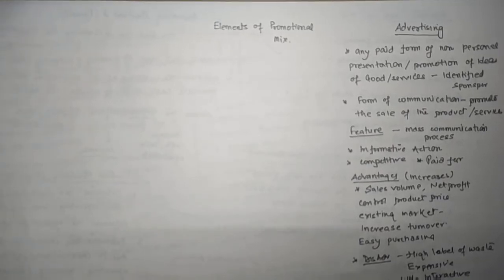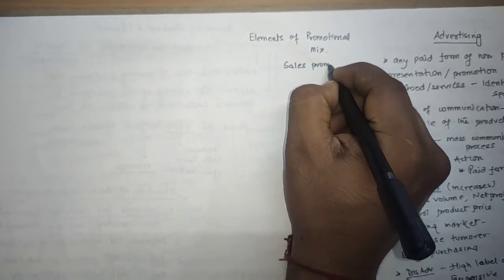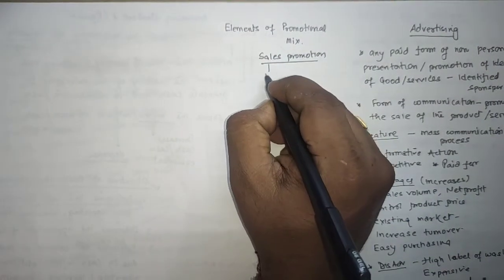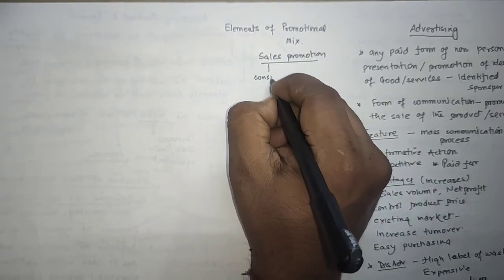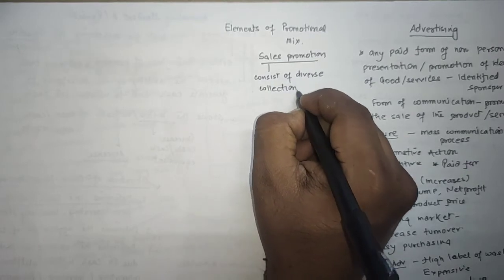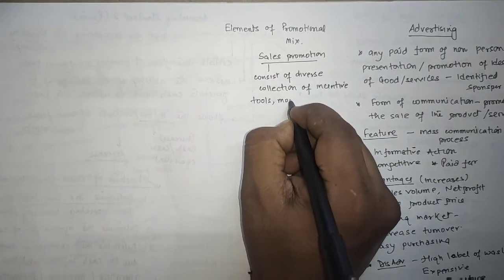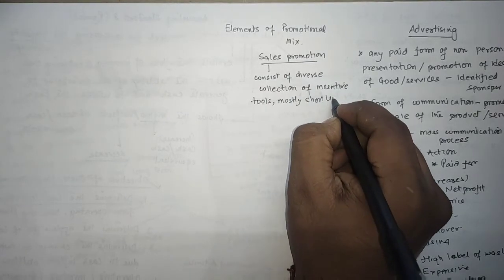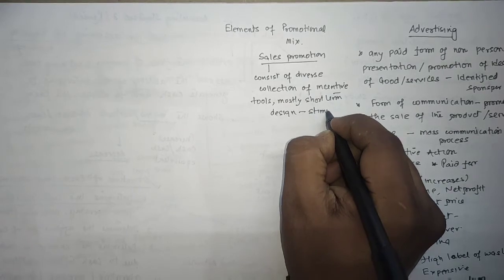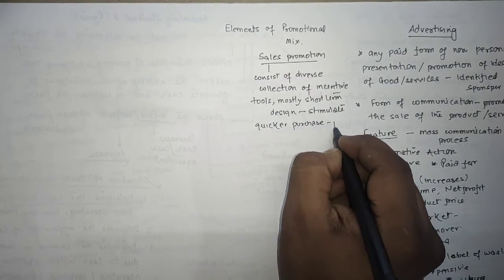Next form of promotional mix we discuss is sales promotion. Now sales promotion, according to Philip Kotler, consists of a diverse collection of incentive tools, mostly short-term design, to stimulate quicker purchase of products.